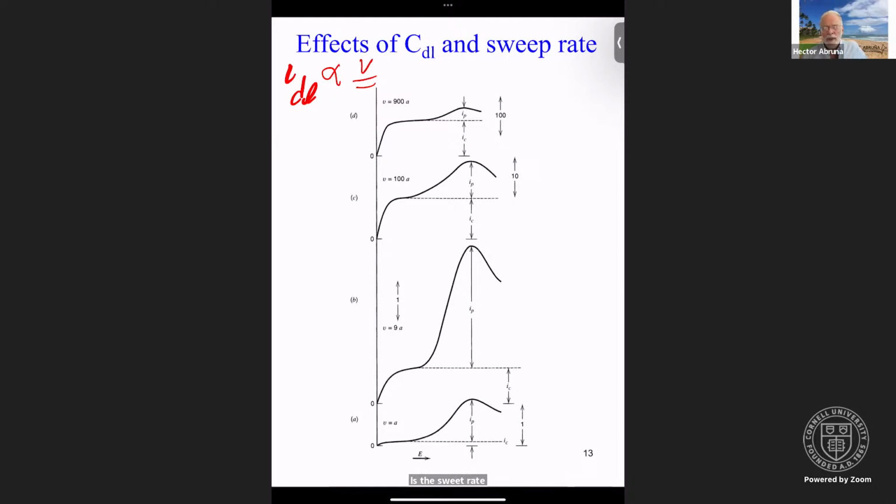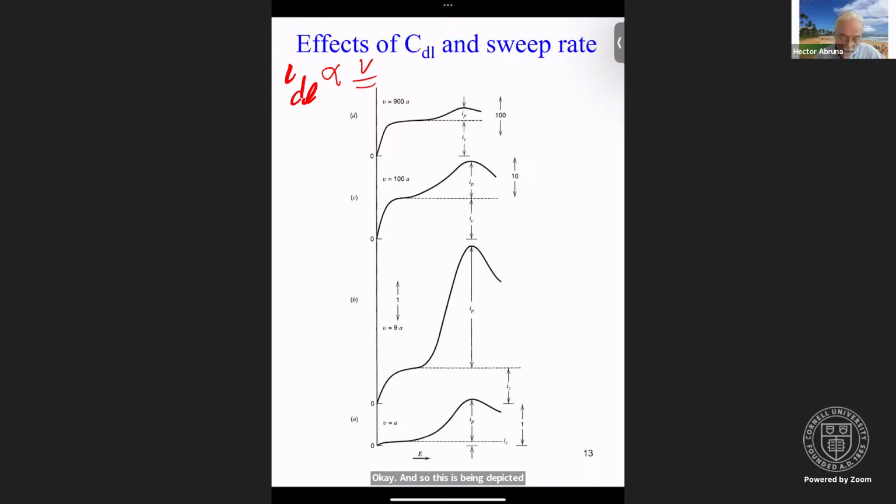However, when you change the sweep rate, you change your double layer charging current. So you have a changing background as you increase the sweep rate. And that turns out to be a colossal pain in the rear to try to accommodate for. Okay. And so this is being depicted here.